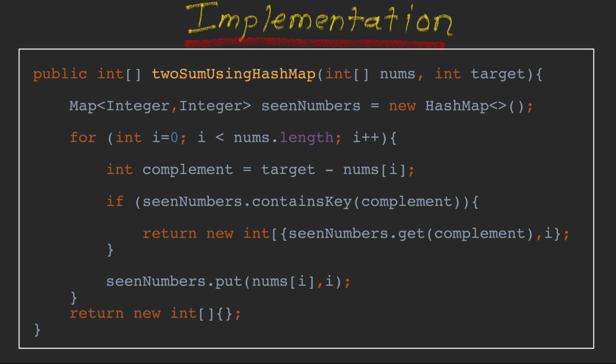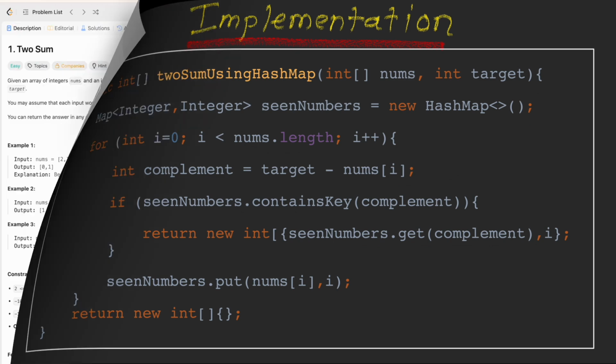Check if the complement is already in our map. If yes, we found our pair. Return the index of the complement from the map and the current index i. If not, add the current number and its index to the map. This prepares it for future checks. If no solution is found, return an empty array, though the problem states there will be one. This solution is fast, clean and uses a common interview technique, hashing.